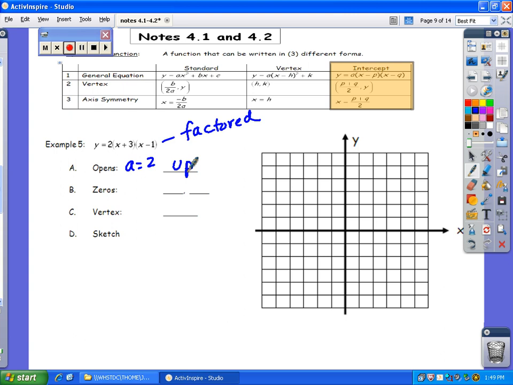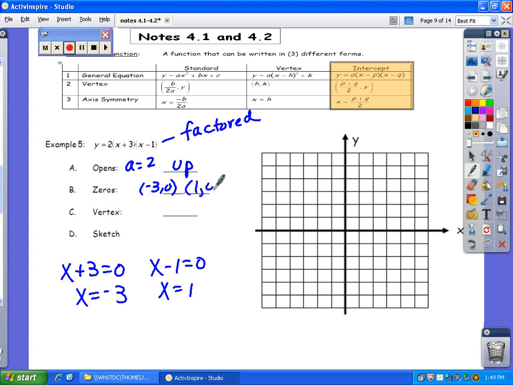Now, we want to find our zeros. Our zeros are 2 points on our graph. So to find our zeros, we set our factors equal to 0, using the zero product property. So that means that (negative 3, 0) is a point on our parabola, and (1, 0) is a point on our parabola. So now all we need is the vertex, and we've got our parabola.